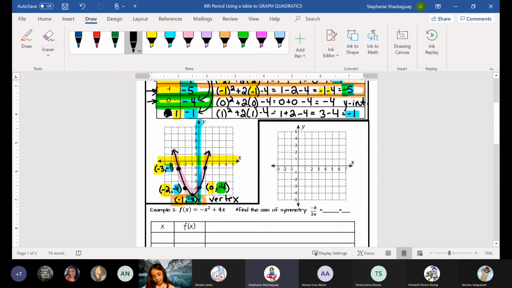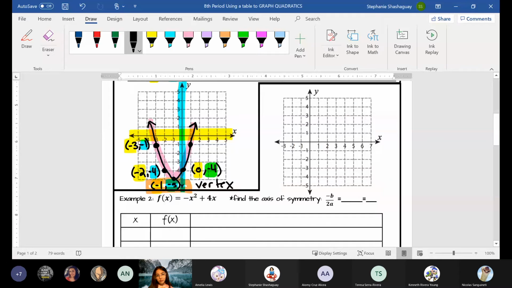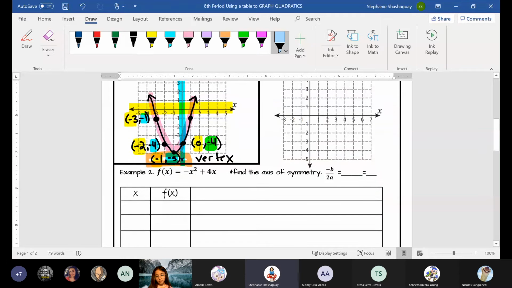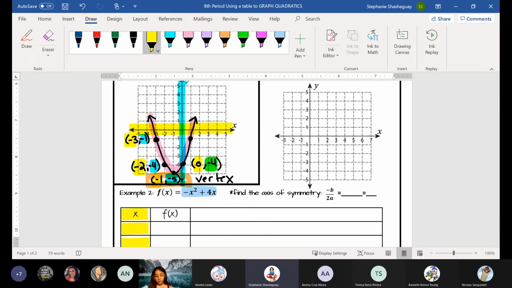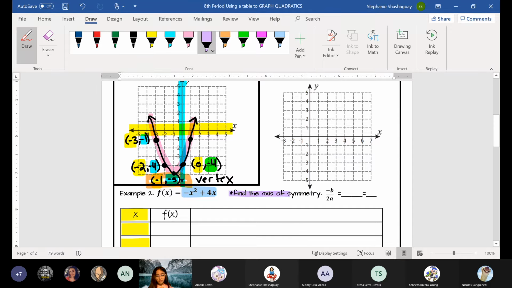All right, so I'm going to move on to this next example. But in this example, we have our function rule, but they didn't give us our x values, our input. But how can I figure out what I want to use for my inputs? I'm going to use the axis of symmetry, my formula to find the axis of symmetry, so that I can find the points that I want to do in my table.